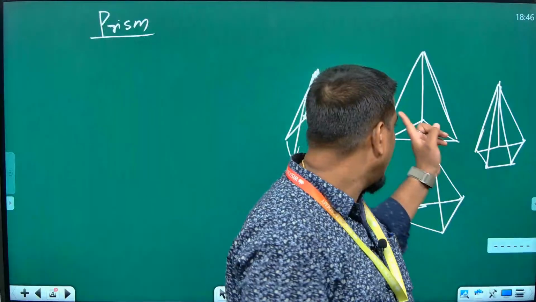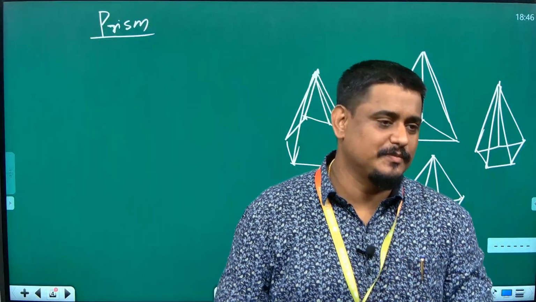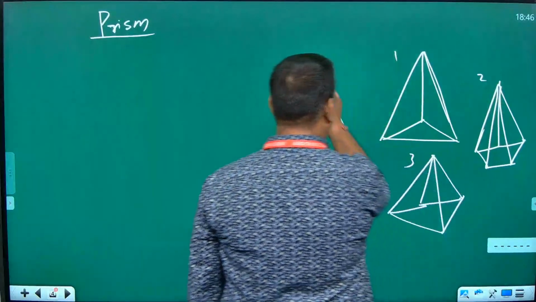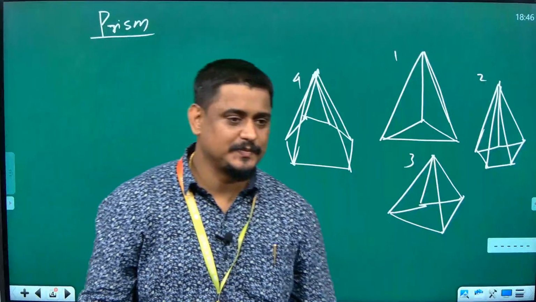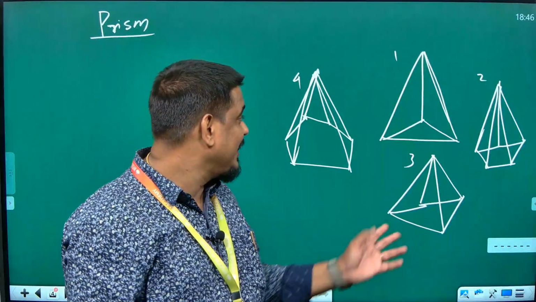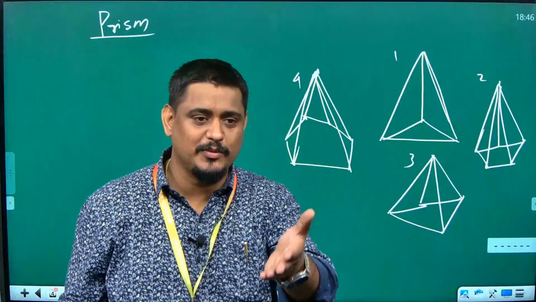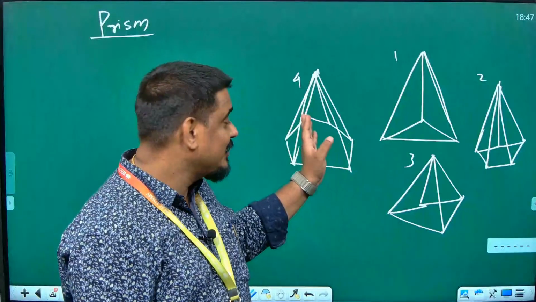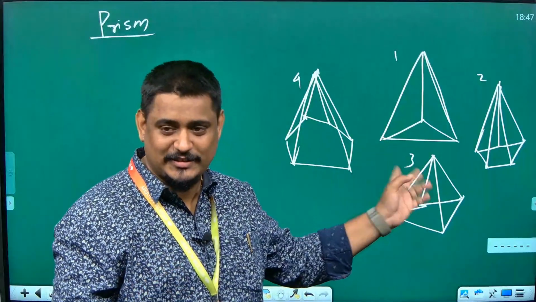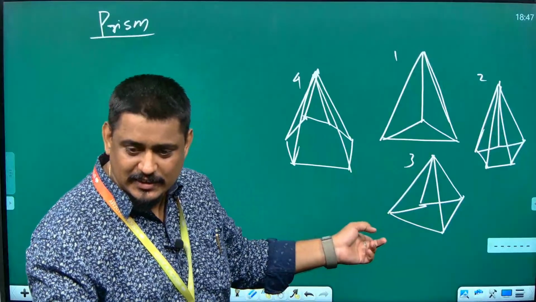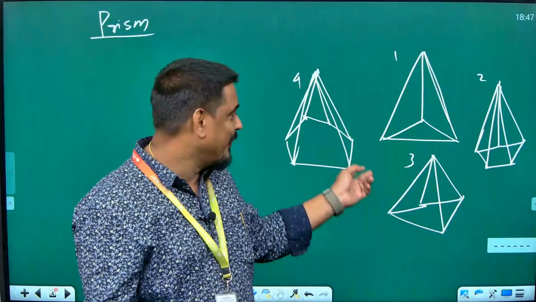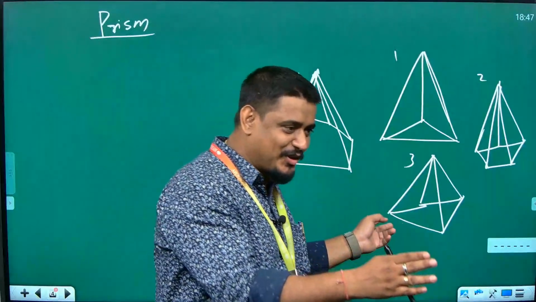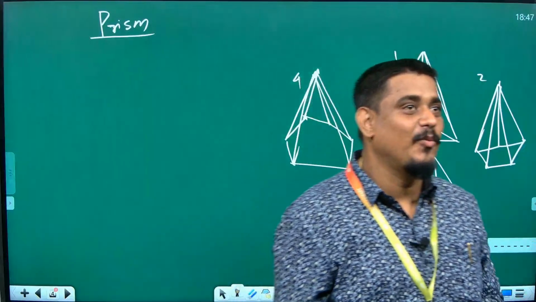Sanjana, out of these four, which one is a prism? 1, 2, 3, 4. Which all are prisms? Fast. 3 and 2 are prisms. Okay. What about you? 3 alone is a prism. First and third. Only 3. 1 and 3. 1 and 3. 1, 3, 4. Darshini, fast.